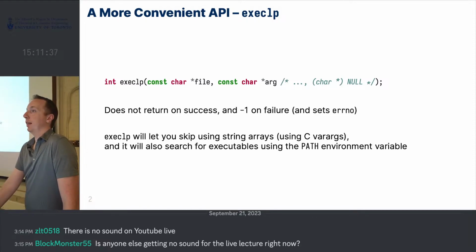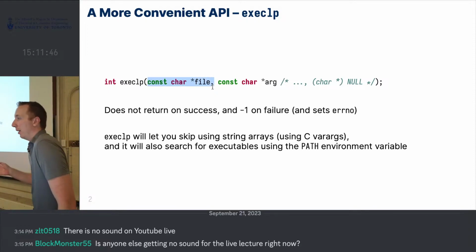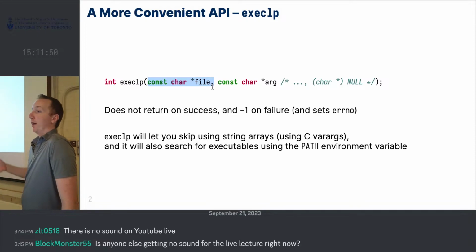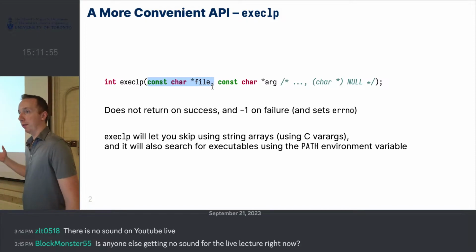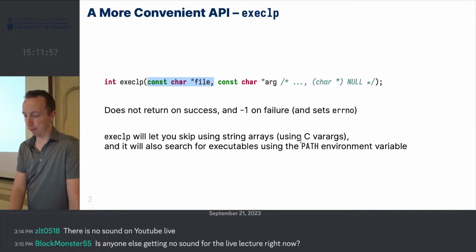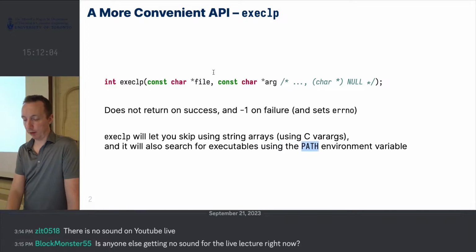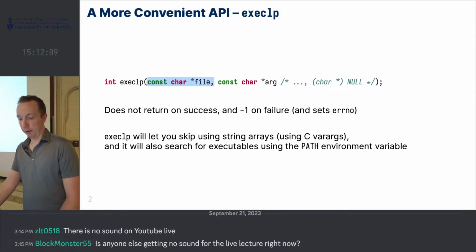A more convenient API to execve is called execlp. It looks like this. Its first argument doesn't need to be a whole path to a file. It just needs to be the name of a program. And this function will automatically search for that program in some default directories specified by the PATH environment variable. So this would be things like /usr/bin and some other directories. That's where it will look for this file for you, and it is much more convenient.